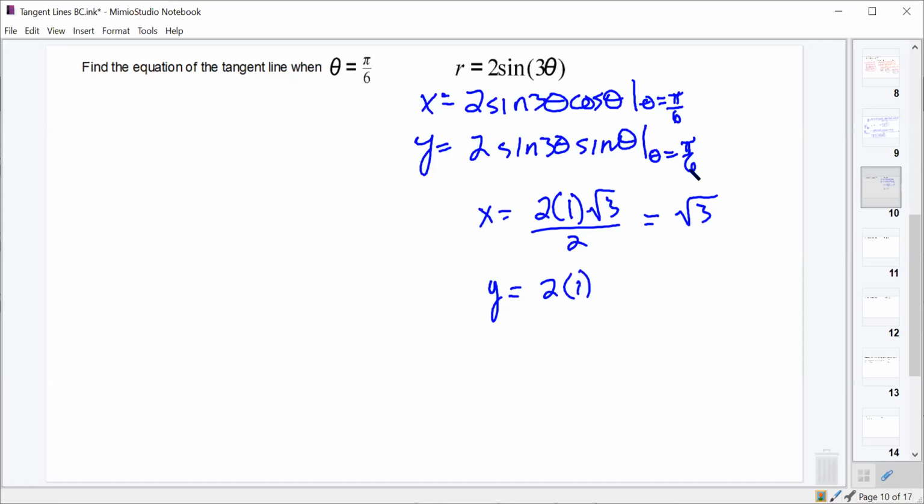And the sine of pi over 6 is what? A half. So 2 times a half just gives us 1. So the point we're looking at here is the point root 3 comma 1. Everybody good with that?